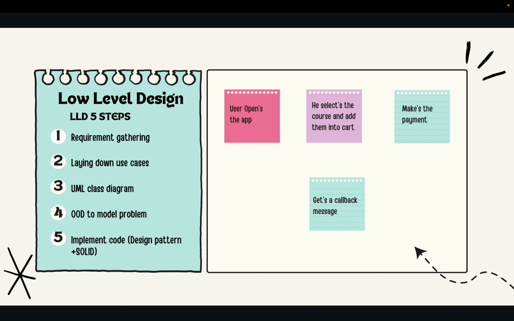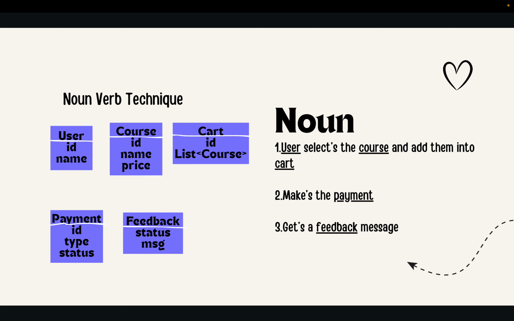After that, how can we create a UML class diagram using the NVT technique? First, what is the NVT technique? The NVT technique is nothing but the noun verb technique. It's a simple rule to create the class diagrams and their methods. So let's understand it with our use cases.